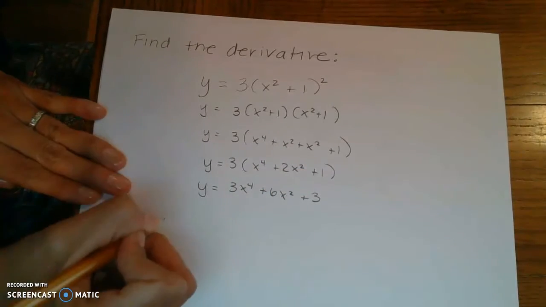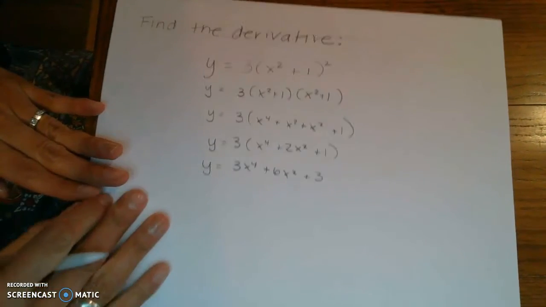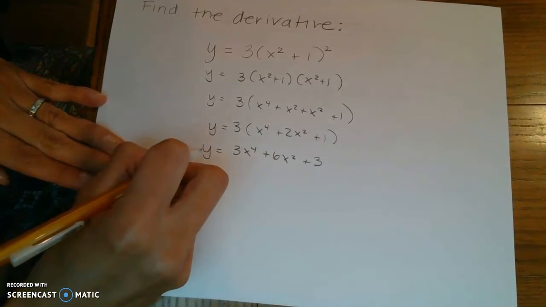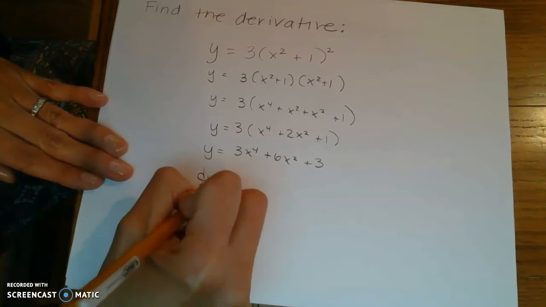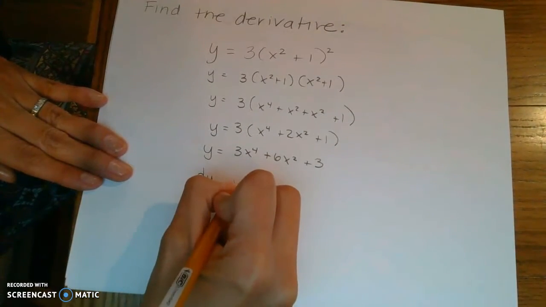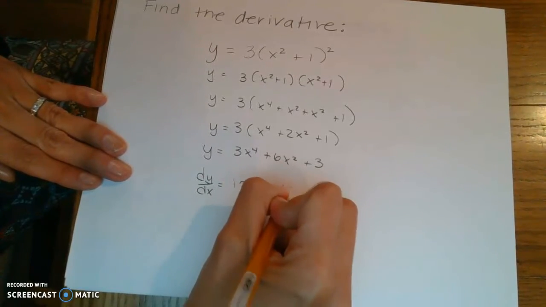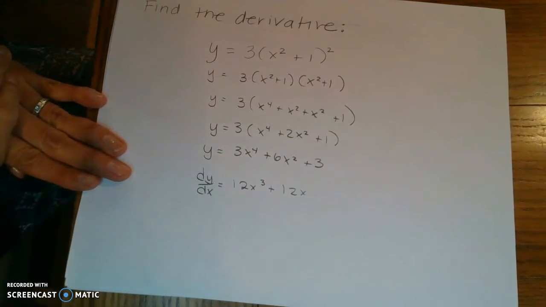Now, again, I haven't taken the derivative yet. I've just got it in the polynomial form so that I could go ahead and perform the power rule. And because this is an explicit form, y is solved by itself, I can just go straight from y to dy dx when I start to differentiate using the power rule. This becomes 12x to the 3rd power plus 12x, and then we know that the derivative of 3 is 0.